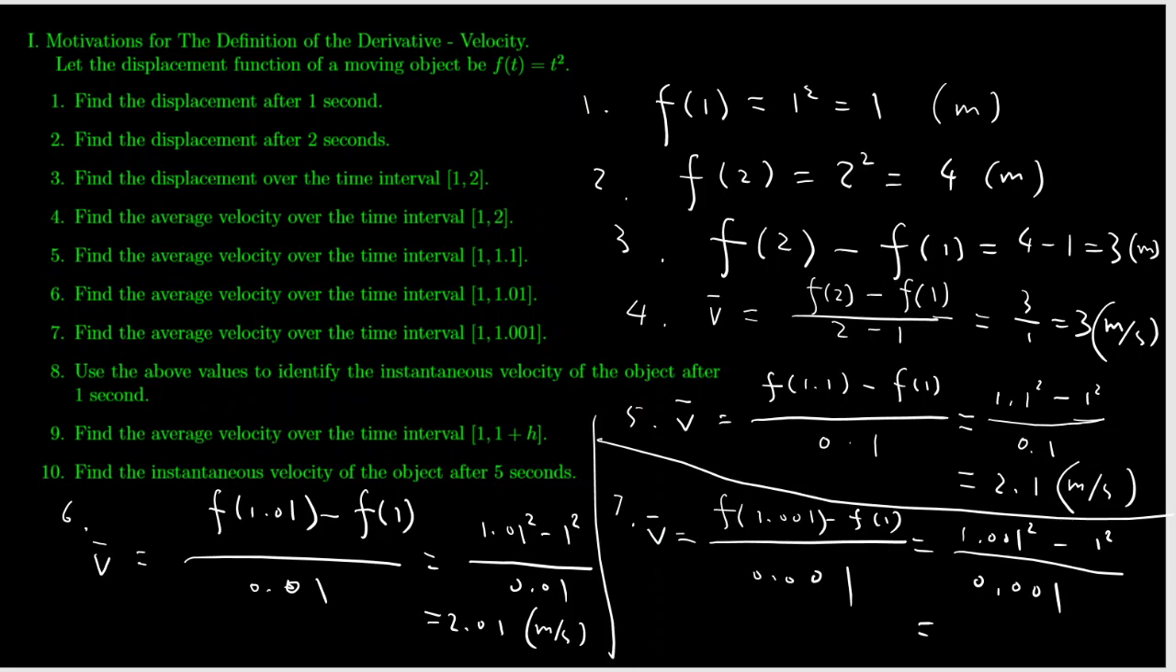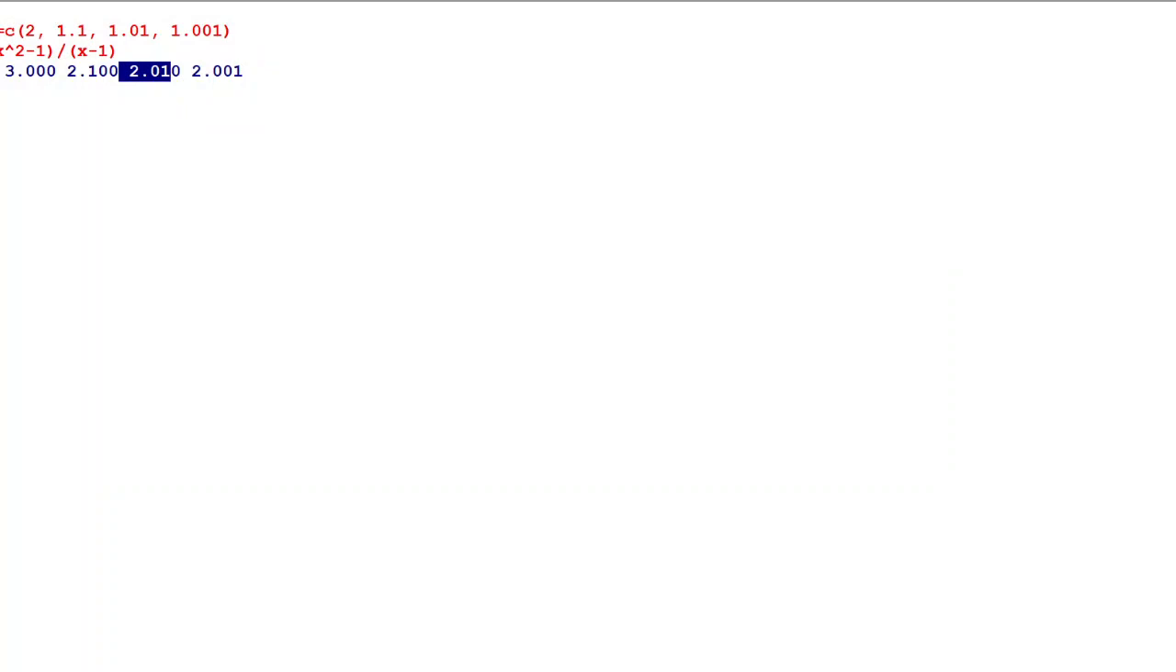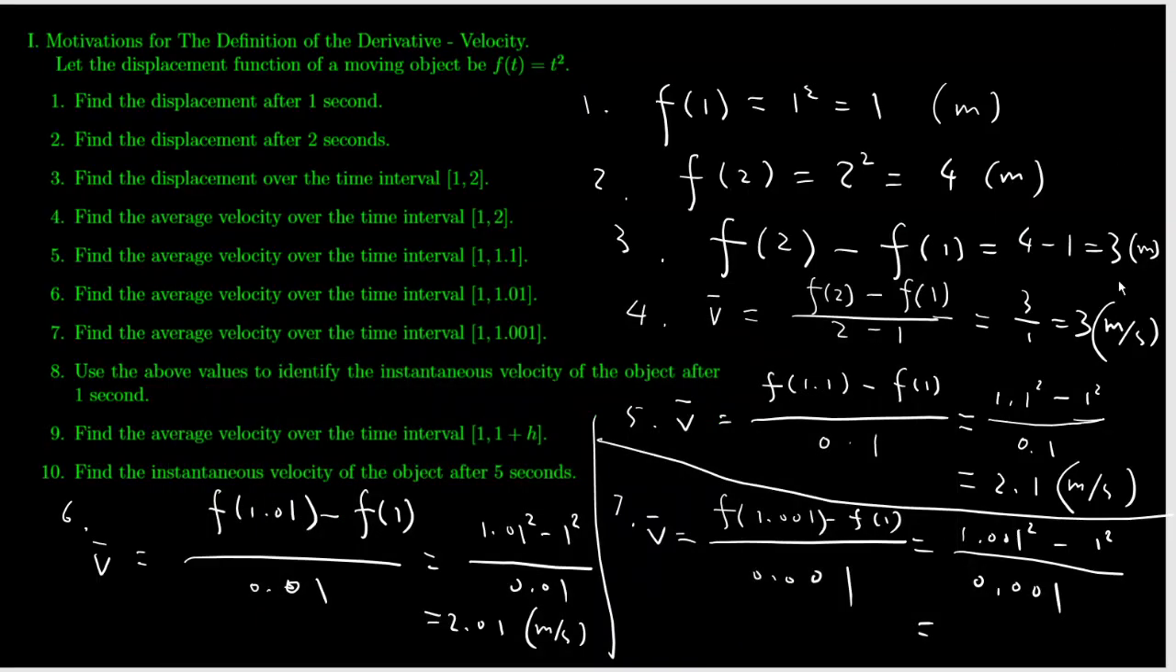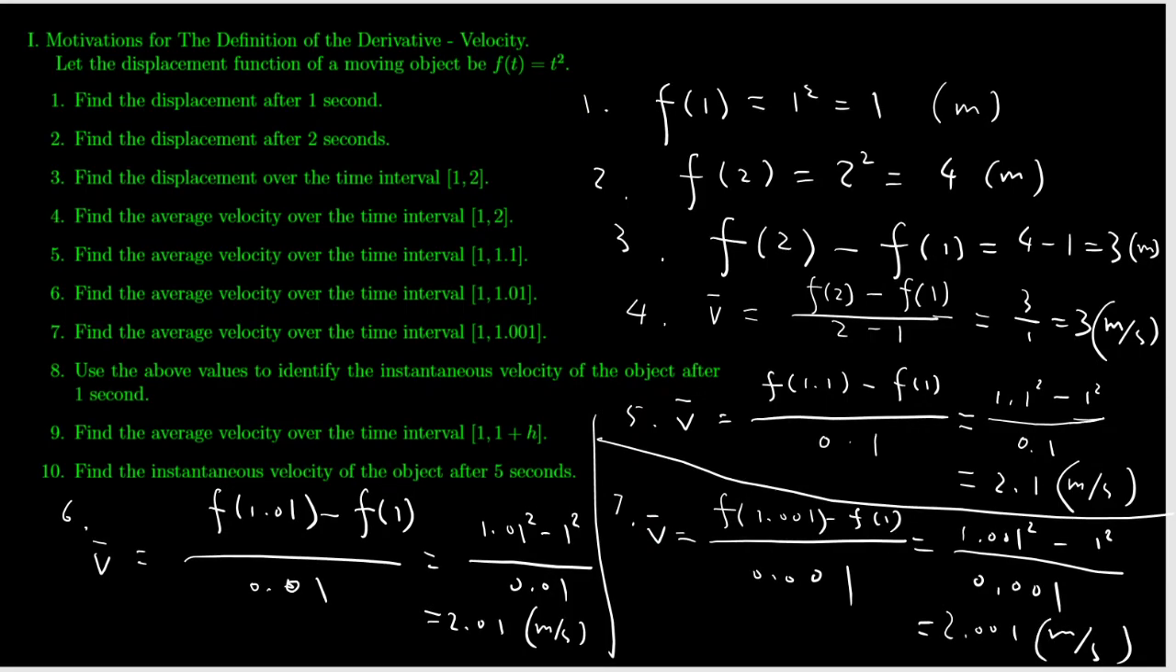So this time I think we can guess the value, or you can just look at my calculation. The next value is 2.001 meters per second. Now the interesting thing is not the values we computed: in question number 5, 2.1; in question number 6, 2.01; in question number 7, 2.001.